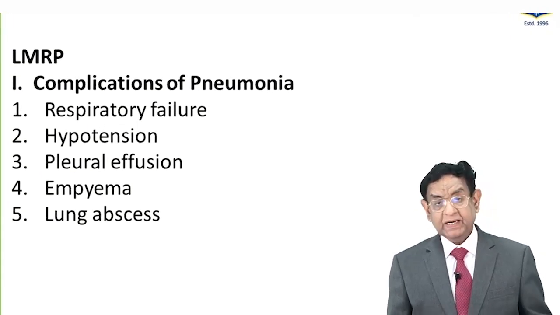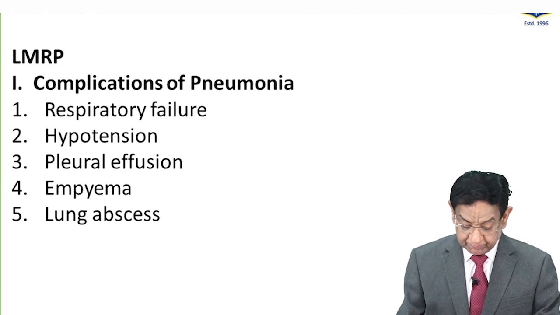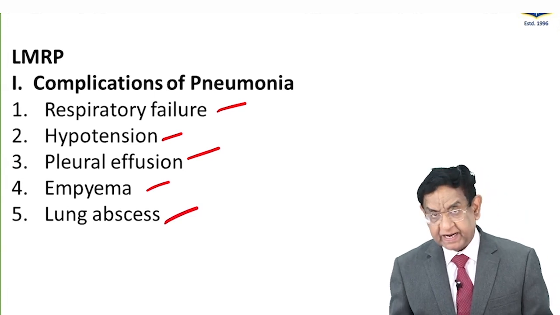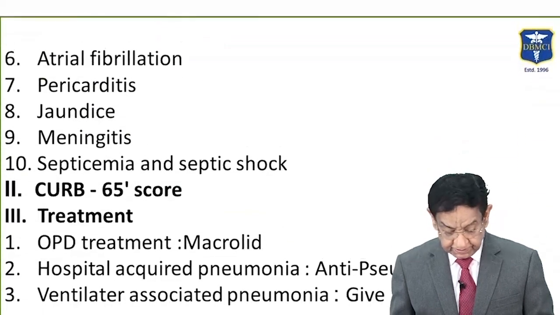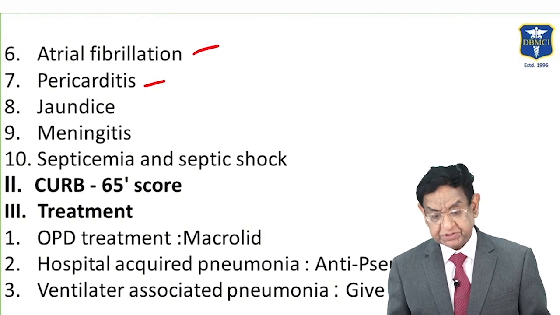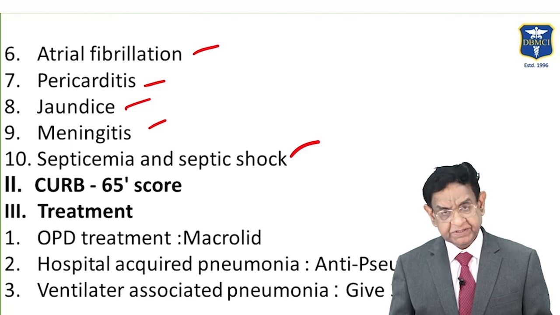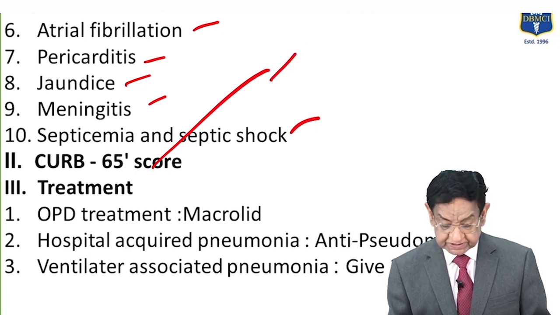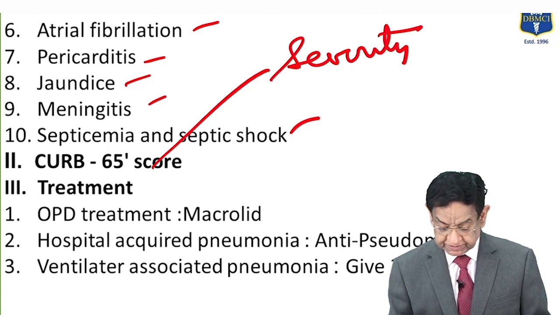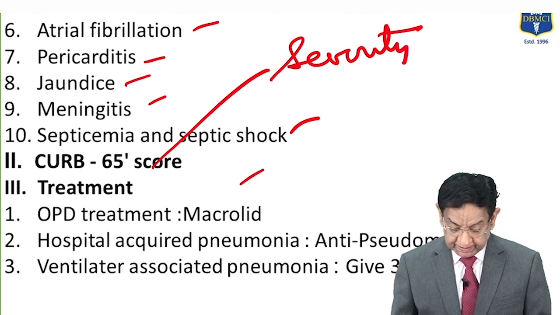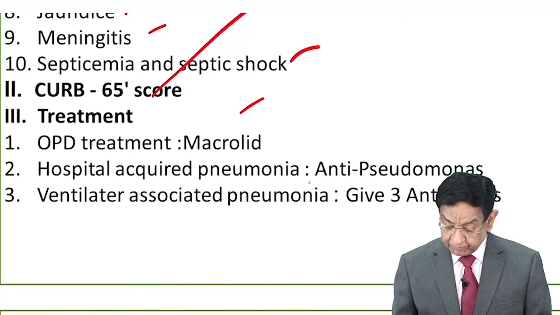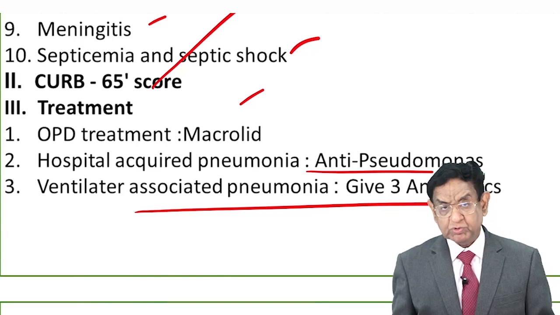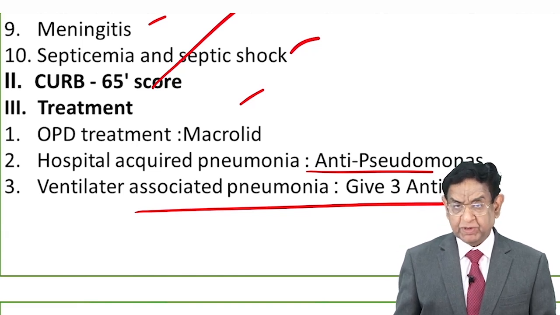Well, a quick recap, the last-minute revision points. Complications of pneumonia: respiratory failure, hypotension, pleural effusion, empyema, lung abscess, atrial fibrillation, pericarditis, jaundice, meningitis, septicemia, septic shock. CURB-65 is a score to assess the severity of the disease. Treatment: in OPD it is a macrolide. In hospital-acquired pneumonia, anti-Pseudomonas, and in ventilator-associated pneumonia, we give 3 antibiotics, covering almost all the gram-positive, gram-negative, and Pseudomonas.